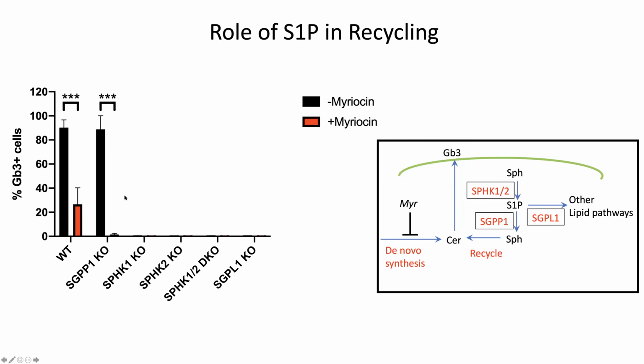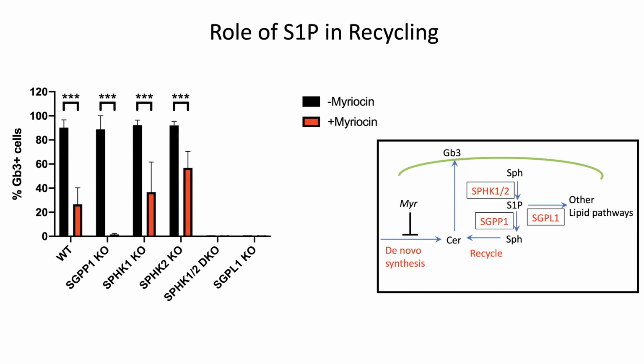And what kind of validates that idea is that when we knocked out the phosphatase, we see complete inhibition of GB3 expression. Essentially, we're knocking out the recycling pathway with the phosphatase knockout. With sphingosine kinase 1 knockout, we see something not too dissimilar from wild type cells. With the kinase 2 knockout now, we see less inhibition by myriocin, suggesting that perhaps there's more going into the recycling pathway. When we make the double knockout, though, we see very little. We're unable to significantly, or I guess it is significant, but substantially inhibit GB3 expression with myriocin.